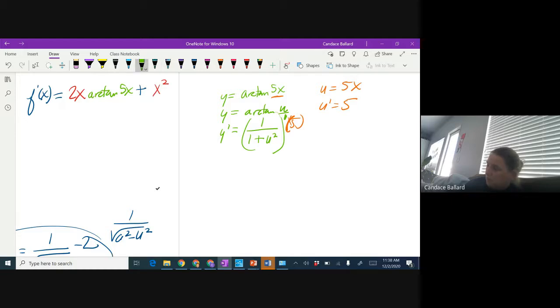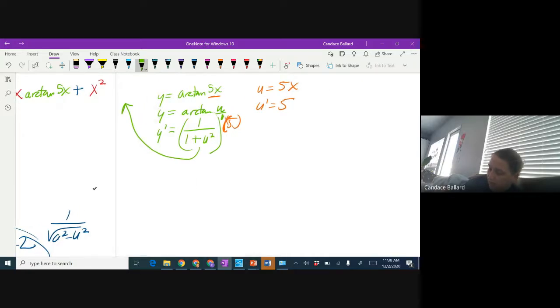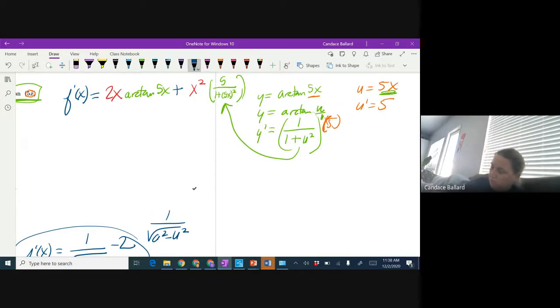And then I'm going to do some replacing. I'm going to go ahead and just do my replacement and pop it here. So it looks like I have a 5 in the numerator. And then my denominator will be 1 plus the u, which is going to be 5x squared. And then I can clean that line up just a little bit. So f prime of x equals 2x arctangent of 5x, plus, my numerator is going to be 5x squared over, and then when I square this, I get 1 plus 25x squared.